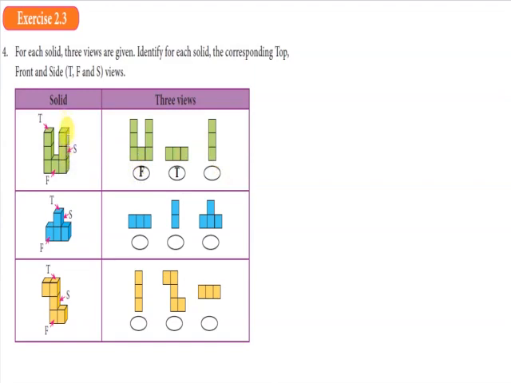So here this one I write as S. Okay. So likewise we go for the next one here.